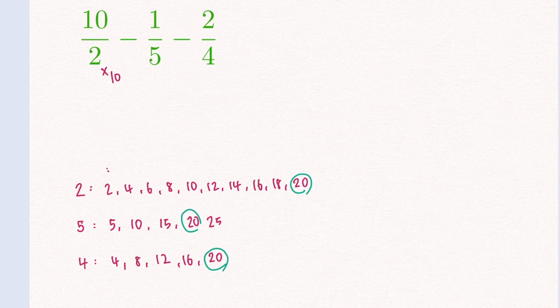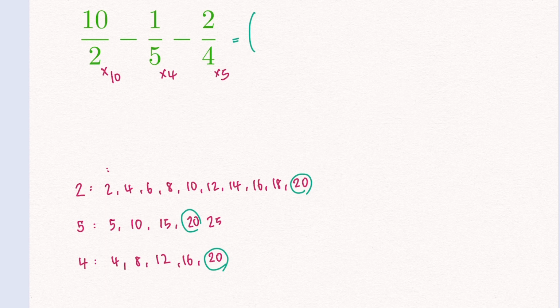For the 5, we can see that 5 times 1 is 5, 5 times 2 is 10, and 5 times 4 is 20, so we are going to times 4 to the 5 to make our denominator 20. Lastly, for the 4, we can see 4 times 1 is 4, 4 times 2 is 8, and 4 times 5 is 20, so it means we are going to times 5 to the 4 to make the bottom 20. Now that we know how to make our denominators all become 20, we will begin to calculate.